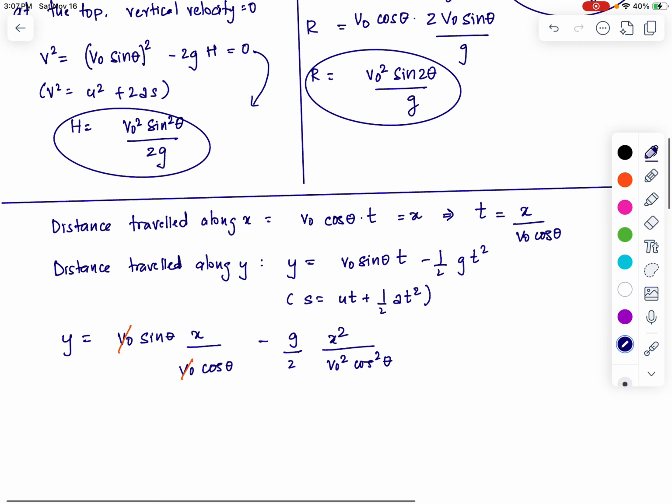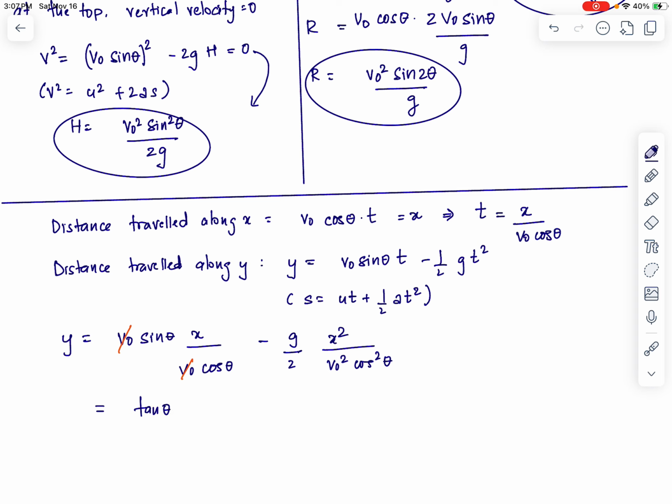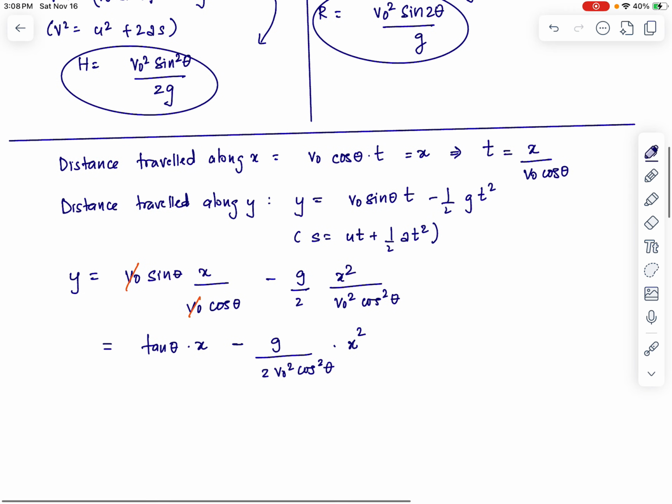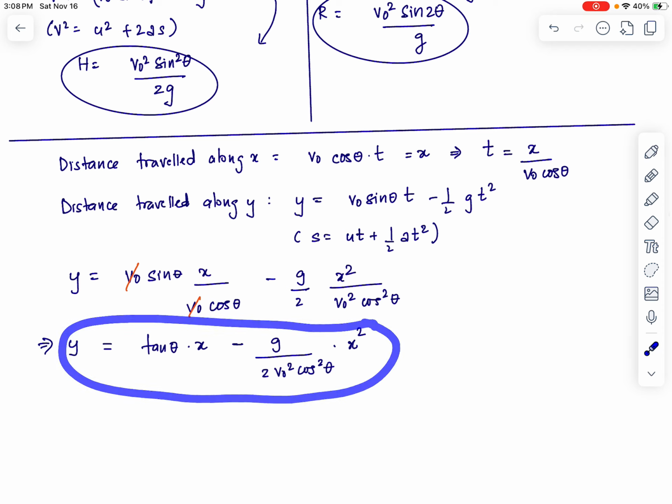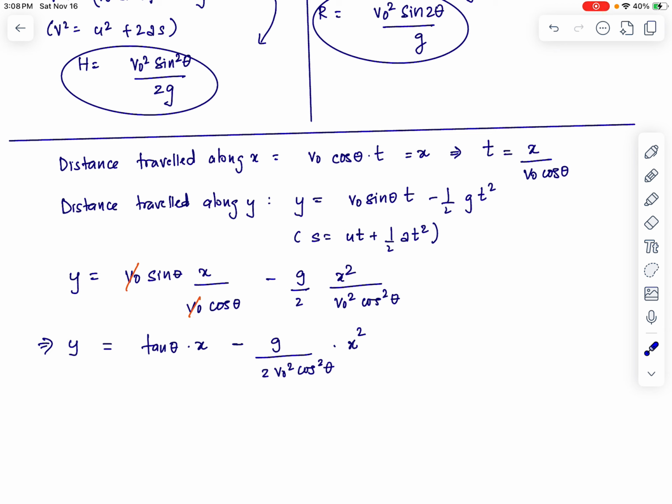Now we get tan theta times x, minus g divided by 2 v0 square cosine square theta times x squared. And this is the equation of a parabola. It's a quadratic in x, so it's an equation of a parabola for sure.